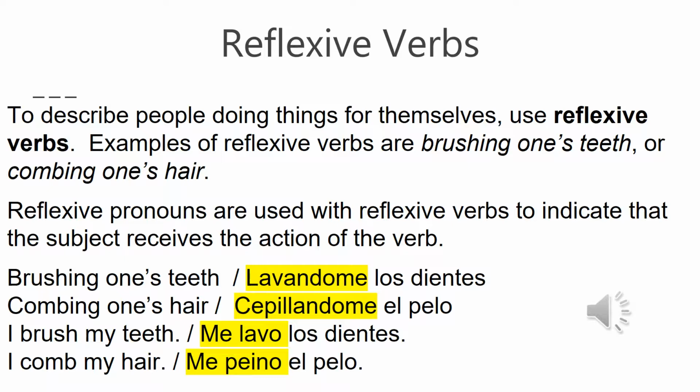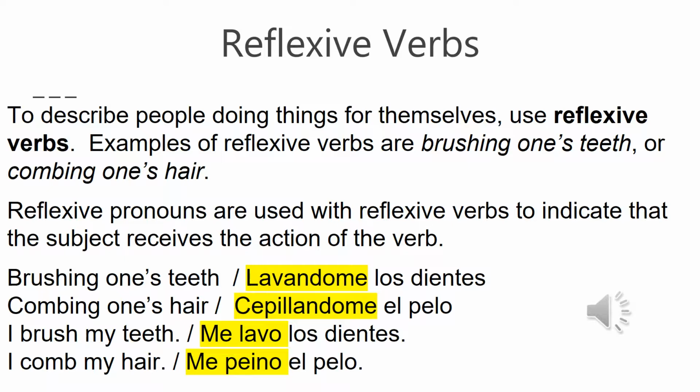Reflexive verbs. To describe people doing things for themselves, use reflexive verbs. Examples of reflexive verbs are brushing one's teeth or combing one's hair. Reflexive pronouns are used with reflexive verbs to indicate that the subject receives the action of the verb. And there's two ways to do this.